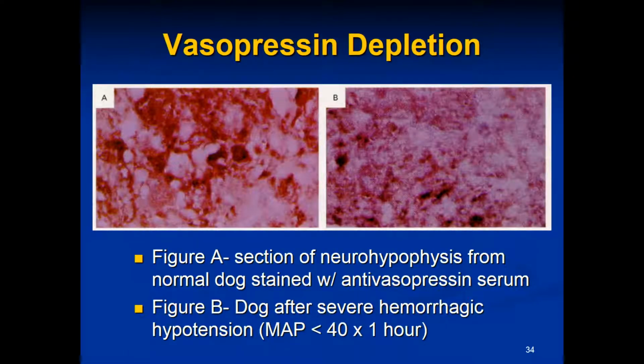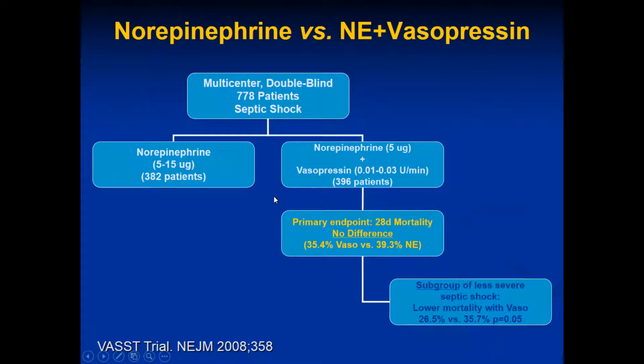So the rationale for vasopressin repletion is based in part upon studies like this, which shows that a dog subjected to hemorrhagic shock, if you take sections from the brain, the neurohypophysis, you can see that there's less vasopressin staining in the brain after hemorrhagic shock and hypotension. So this trial was highly awaited.